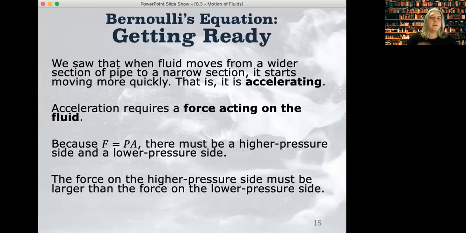So now, as I promised, we're going to figure out Bernoulli's equation, but we're going to try and get there through some reasoning. We're going to try and approach the equation. I could just give it to you and then talk about it, but hopefully, as we did with Archimedes' principle, this will just stick a little bit better.